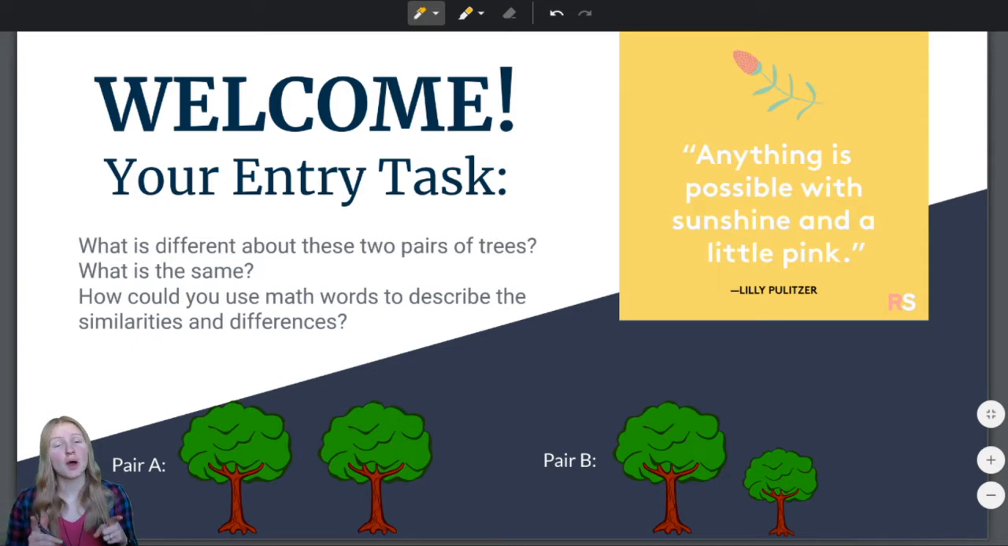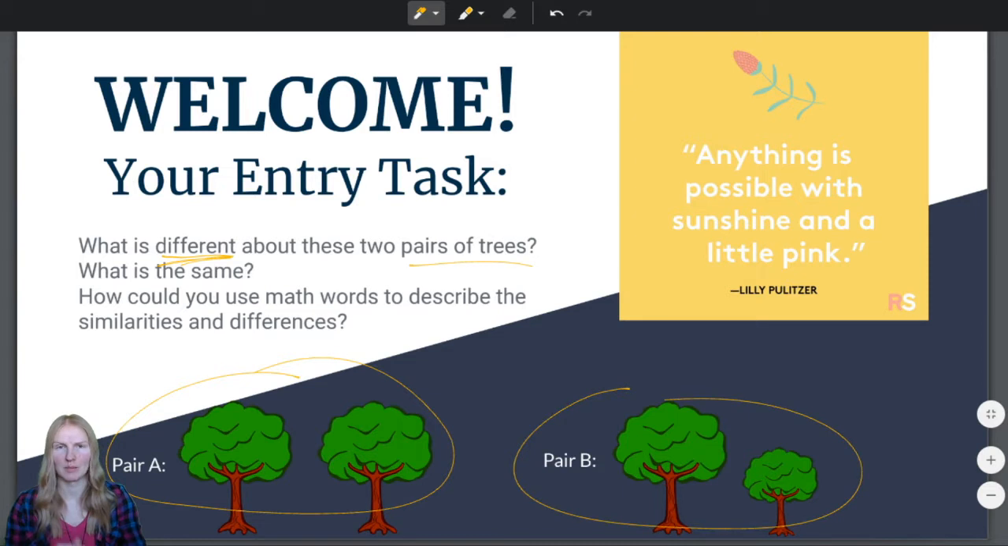You know what to do. Pause the video, try these problems in your notes, and then unpause it, and let's talk. So, what is different about these two pairs of trees? We have pair A and pair B.